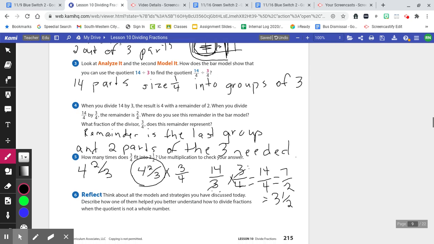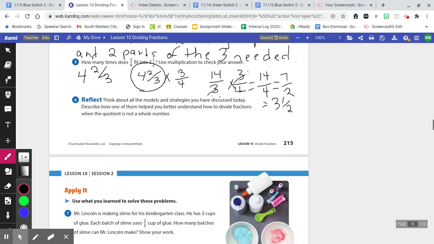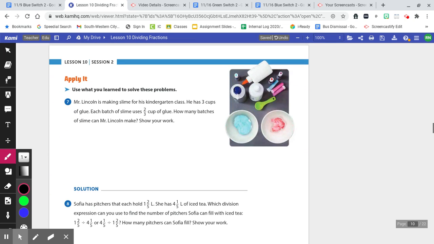And we are going to skip over the reflected. I wonder which model helps you the most. Is it the keep, change, flip, or is it the picture? And we'll talk about that in class. Let's go ahead and finish up with the apply it.